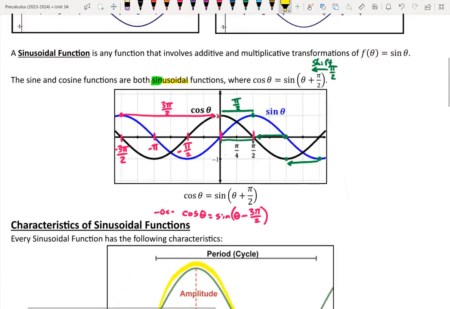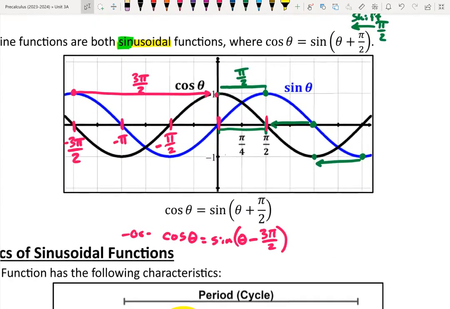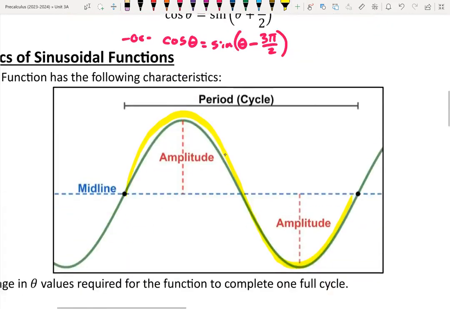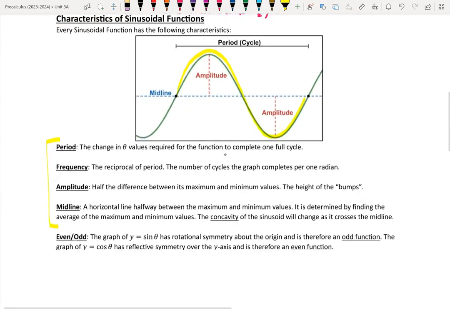And if we go back up to like this one up here, we can kind of see that happening, right? I have this chunk of my graph that gets repeated over and over and over and over again. So that's the period.